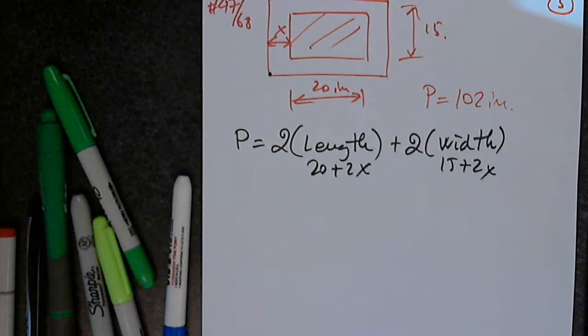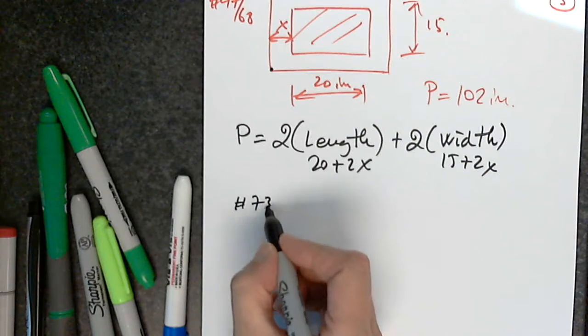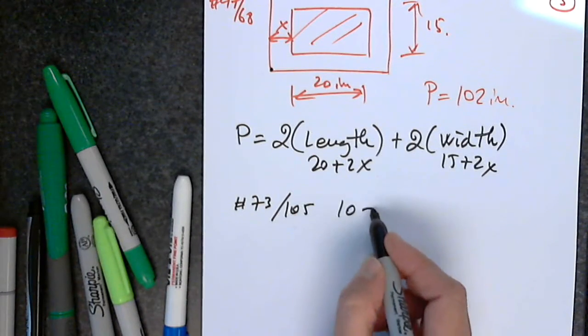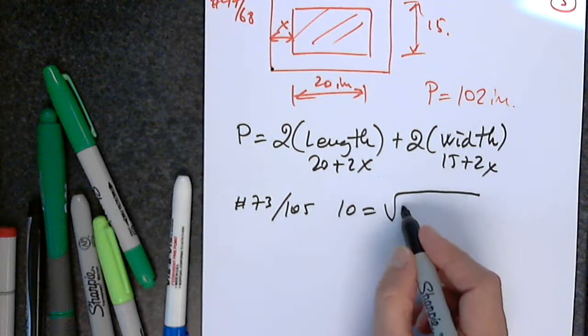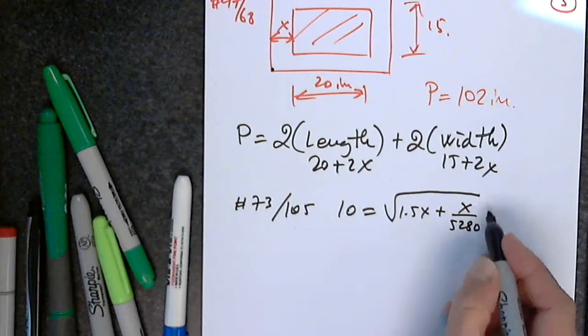And in part B, how high up do you have to be to see 10 miles? So y is the farthest distance, 10 miles, I'm sorry. So y is 10. This is 73 on page 105. And we have 10 equals the square root of 1.5x plus x over 5280 squared.